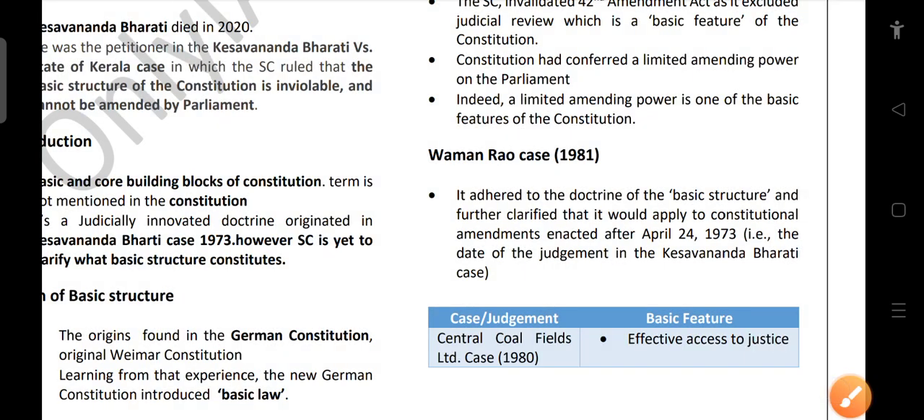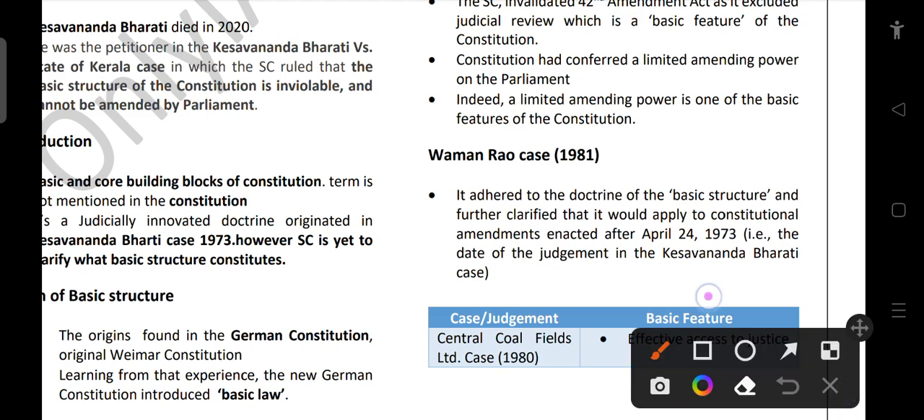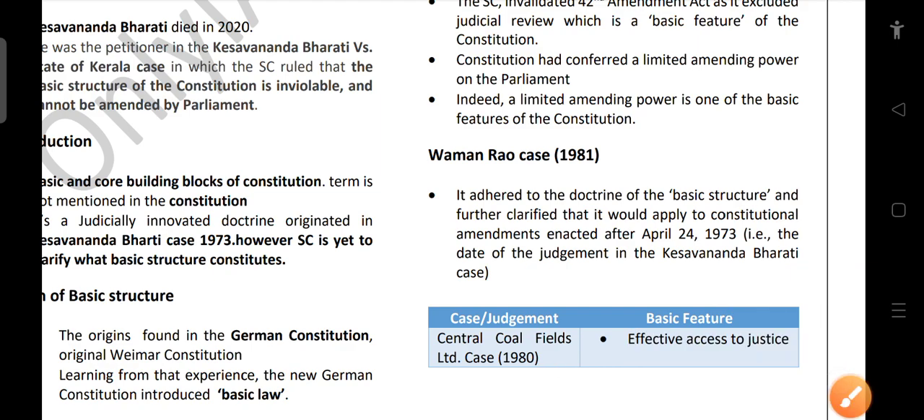Now, what are the various cases or judgments, and how did the basic feature doctrine evolve? First is the Central Coalfields case, 1980. It held that effective access to justice is part of the basic structure.